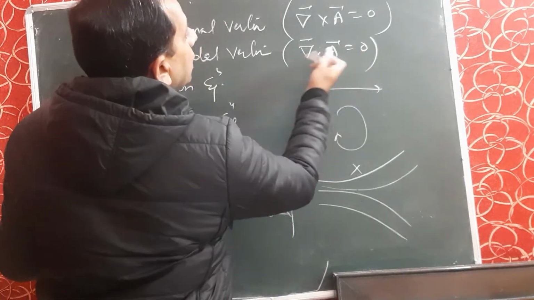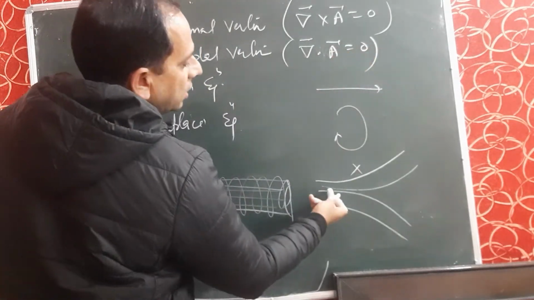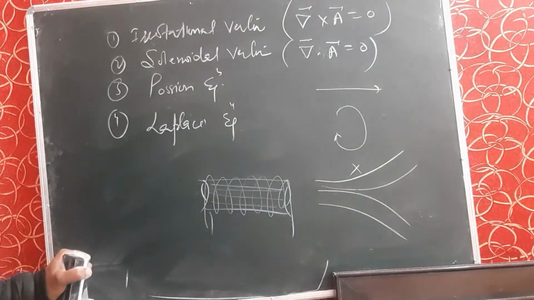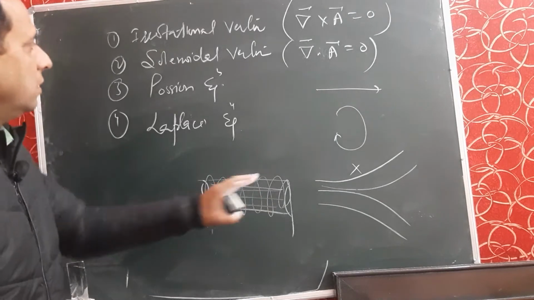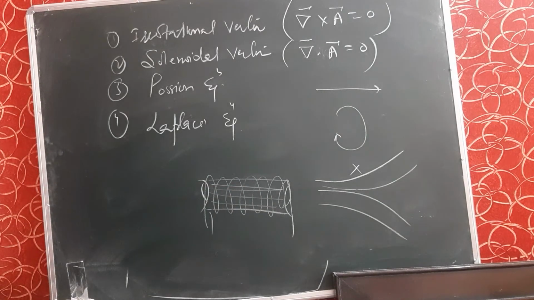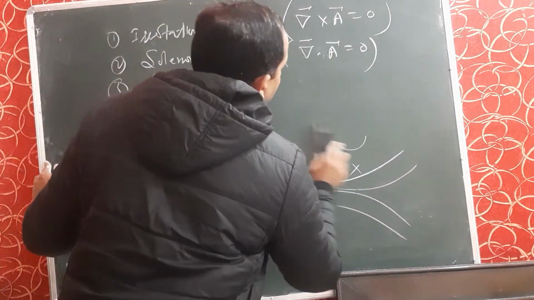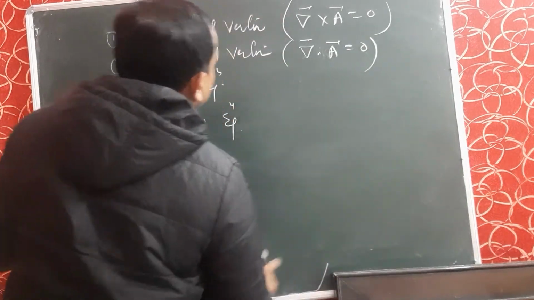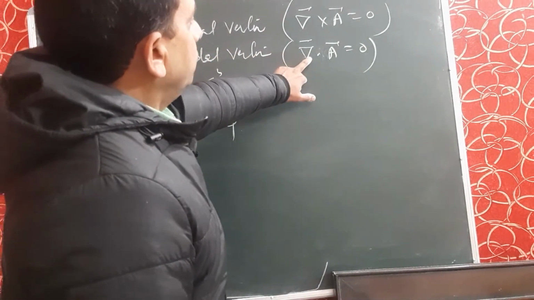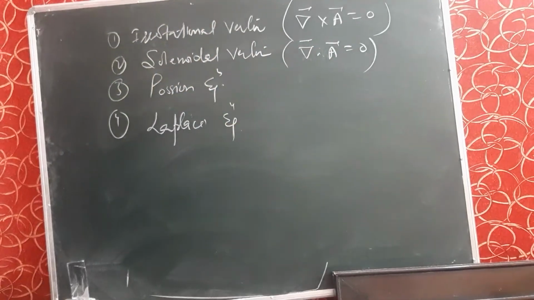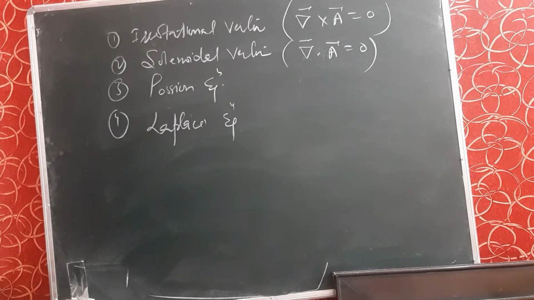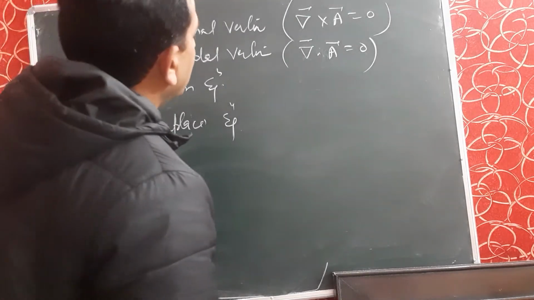Del dot A equal to 0 means the divergence of that vector is not possible. Physically, this vector cannot diverge. So if it cannot diverge, then it is like the solenoid, because in case of a solenoid, the magnetic field inside the solenoid is always constant; it cannot diverge. So a solenoidal vector means a vector which satisfies this condition: the divergence of that vector is 0. Its nature is constant or uniform; it cannot diverge.